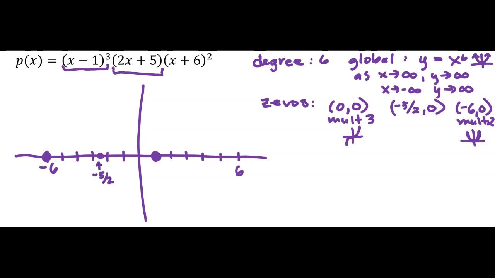Okay, global behavior says I should start from positive infinity. And at negative 6, that was my multiplicity 2. So I'll need to bounce off the axis. I'm going to give myself a little more room. Coming down at negative 6, I'm not going to cross. I'm going to bounce off the axis. And then I will need to head up a little and then turn around and come back down. And at negative 5 halves, that was multiplicity 1, so I really can just cross through.